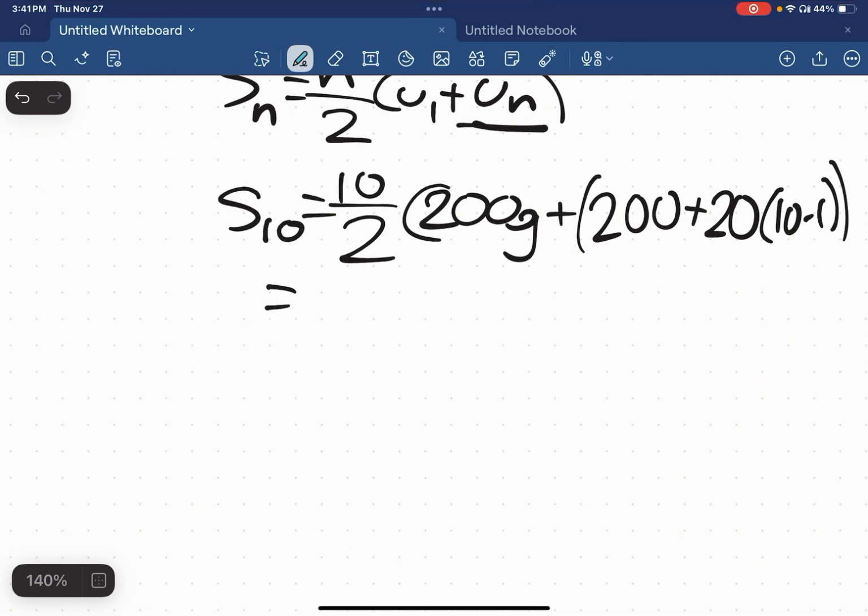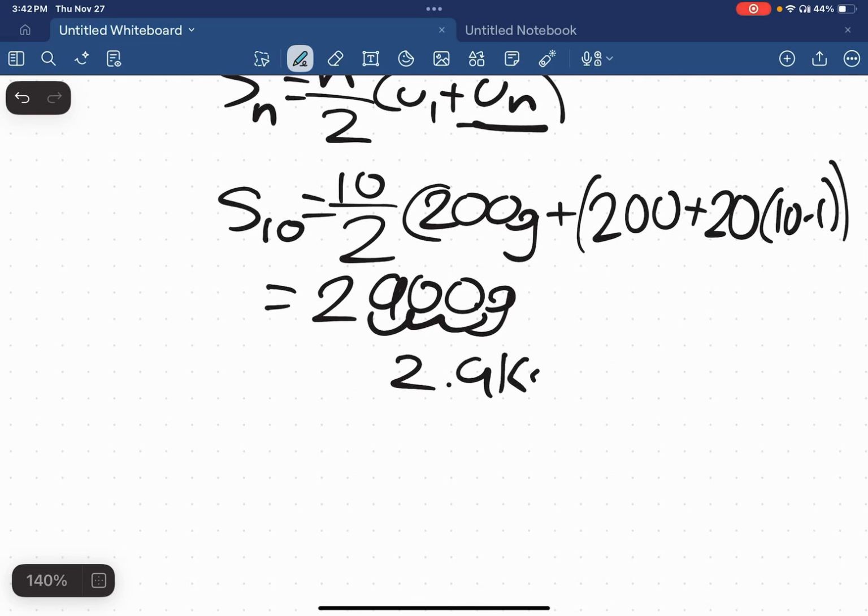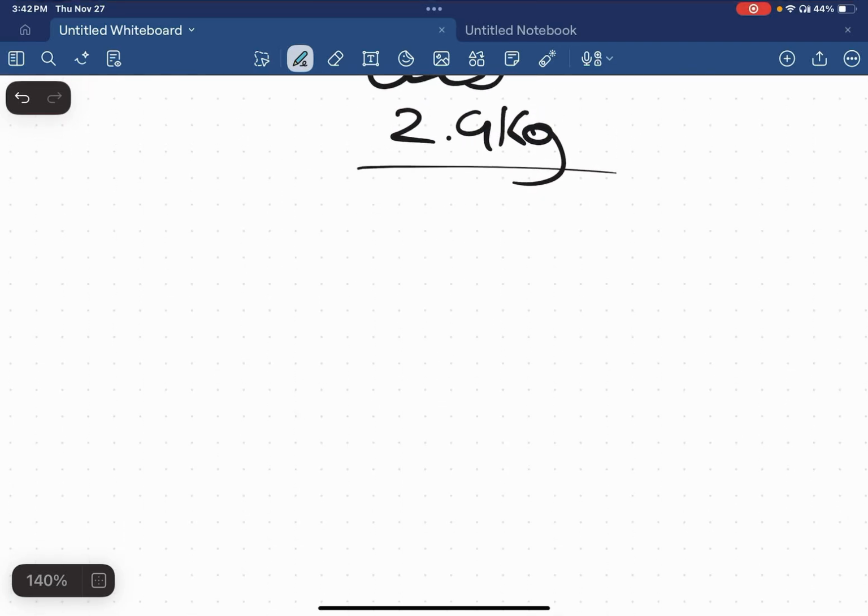And after doing all the math for that, you should get 2,900, and that is in grams, but it's asking us for kilograms. So remember kilograms, go back 3 decimal places, 2.9 kilograms. That's our answer. And then there's another follow-up for the sugar. It says that she has 1.5 kilograms of sugar available. So 1.5 kilograms is equal to 1,500 grams.